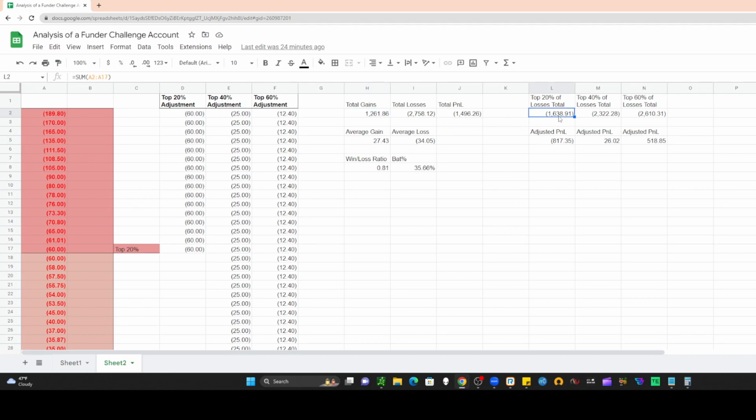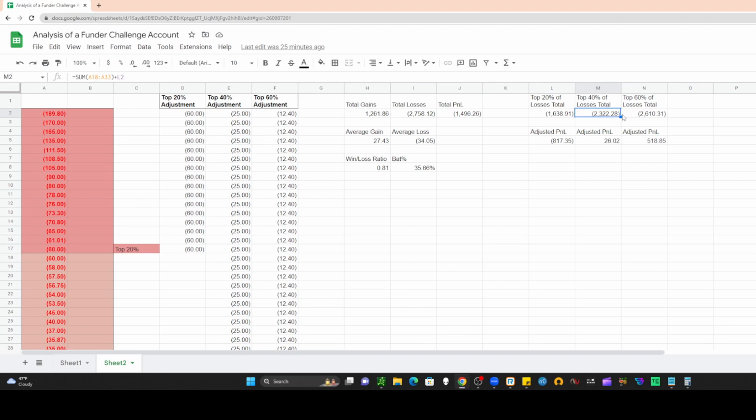So what would happen hypothetically if we started cutting the losses shorter? Well, let's go through the rest of the stats. The top 40% of losses adds up to negative $2,322.28. And the top 60% of losses adds up to negative $2,610.31. So notice that there's a bigger gap between these two than there is between these two. And that makes sense, because as you get to the bottom part of the losses, they get smaller and smaller.